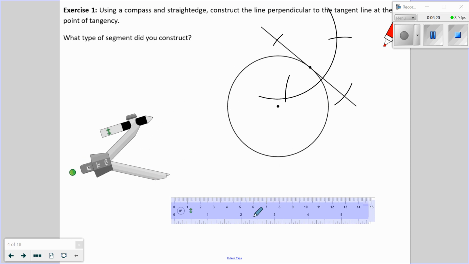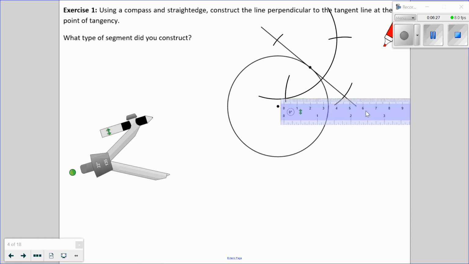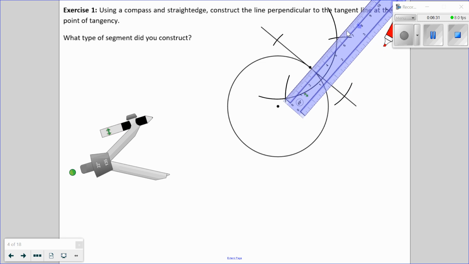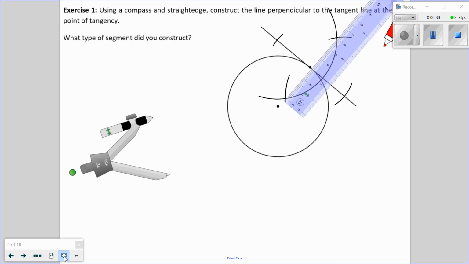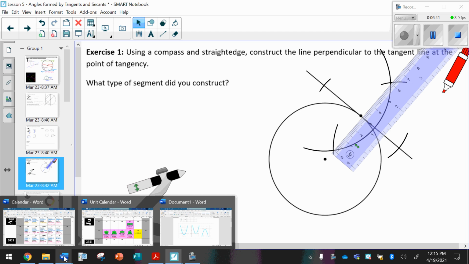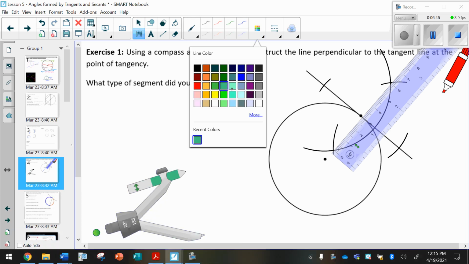From there, I can line up my straight edge once I unlock it. I can line up my straight edge from one arc intersection point to the other arc intersection point. And then I can draw my segment. So let me get a nice fun color, lime green.